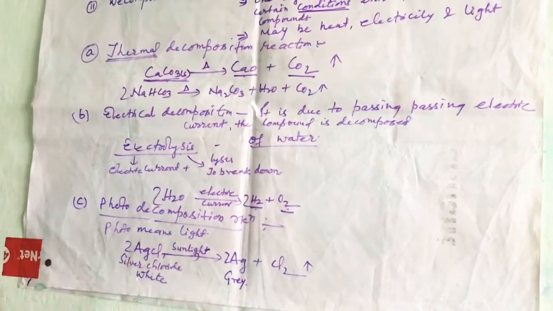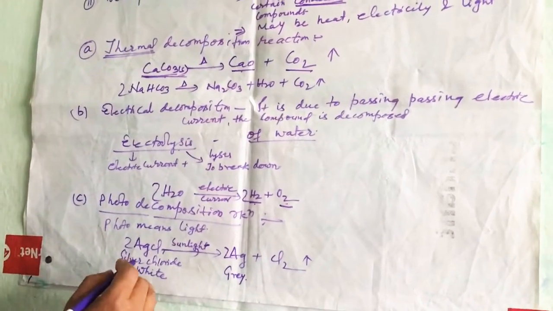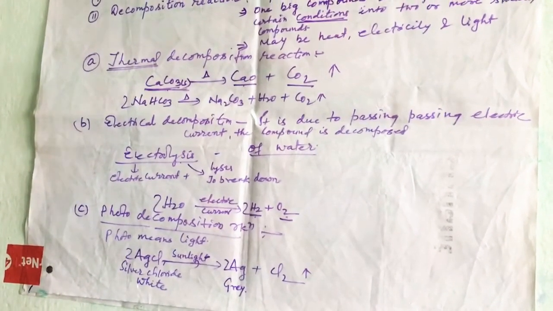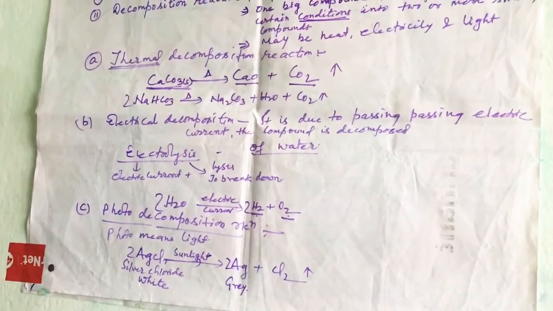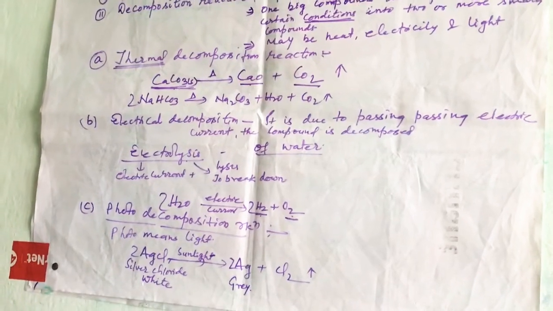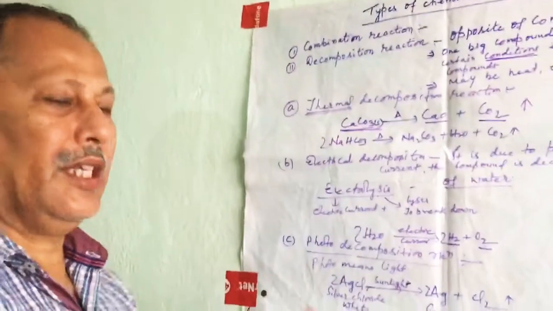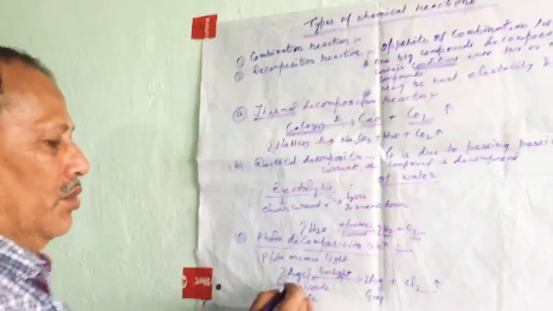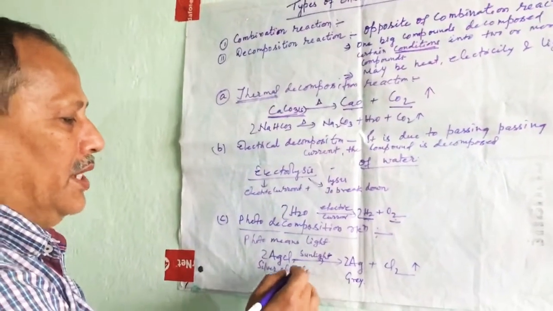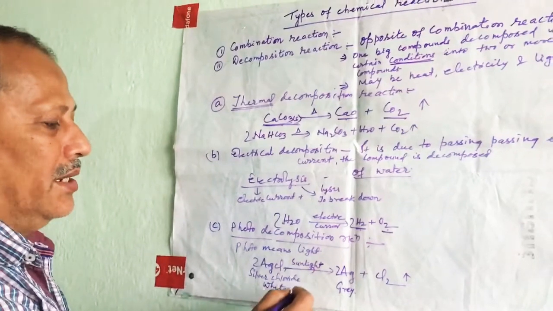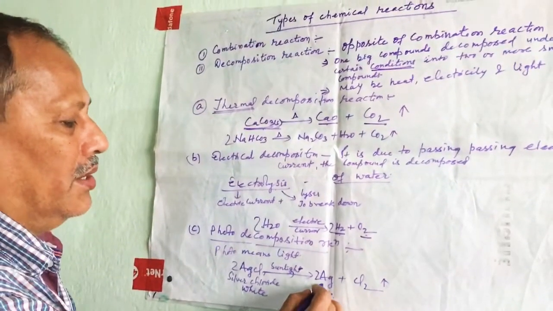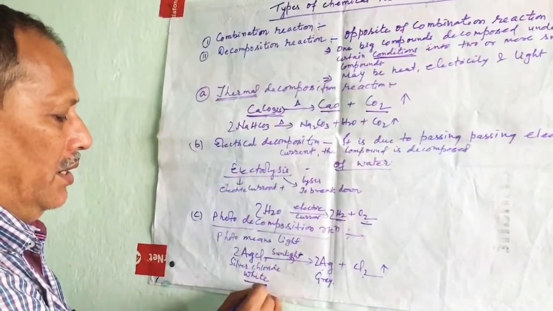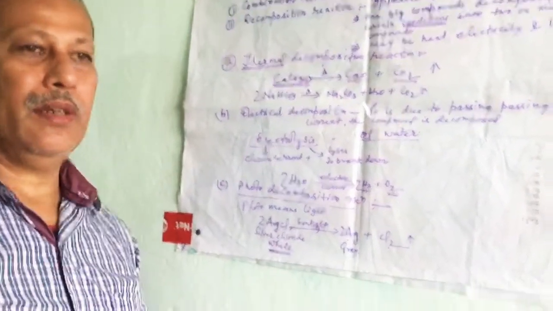It is generally asked in the examination. Sometimes it is also asked, why do we keep silver chloride in a dark colored bottle and in a dark place? Because if it is exposed to sunlight, it is converted into silver and chlorine. It is decomposed, hence it is kept in a dark place.